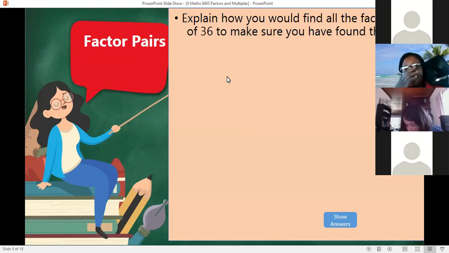Okay, and then factor pairs: explain how you would find all the factor pairs of 36 to make sure you have found all of them. So now we are moving on to 36, and how would you find all the factors of 36 to make sure that you have found all of them?